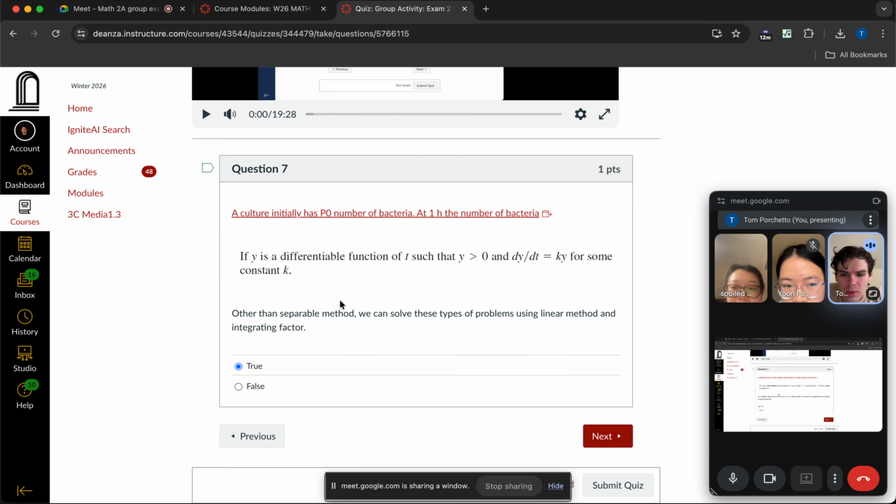Question 7. If y is a differentiable function of t such that y is greater than 0 and dy/dt equals ky for some constant k, other than the separable method, we can solve these types of problems using the linear method and integrating factor, and here I put true. We can set dy over dx equals ky, and then have dy over dx minus ky equals 0, so it's the same pattern.